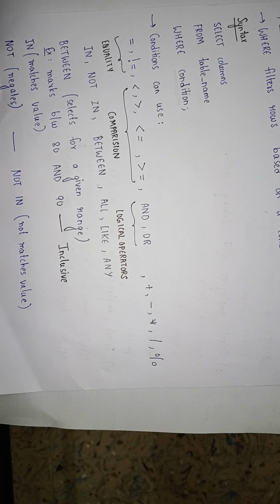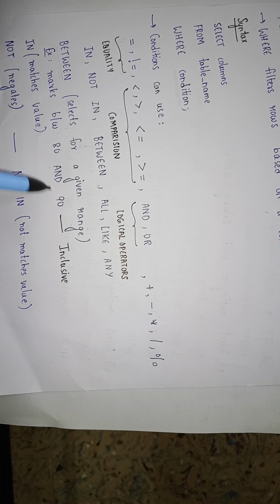Okay. What does between do? Between selects for a given range. Suppose we write: select asterisk from students where marks between 80 and 90. It will select all the students whose marks are from 80 to 90, an inclusive range. 80 and 90 are also included.